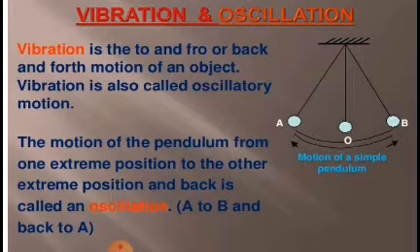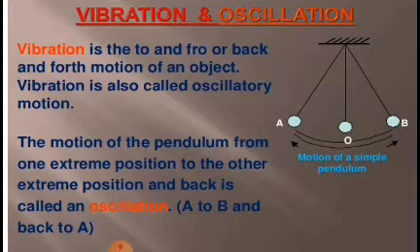So vibration is to and fro movement of the particle, means particle moves from its original position and it oscillates. So this motion is known as oscillatory motion. Example: motion of the pendulum, motion of the swing in the garden, then movement of the wings of the butterfly. So this motion is oscillatory motion.